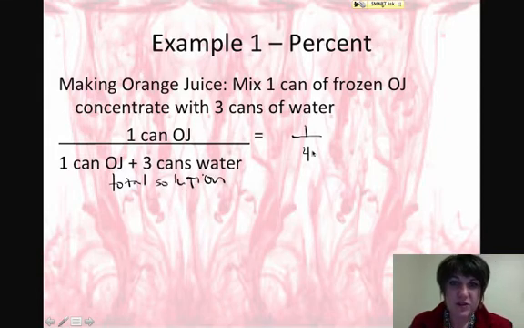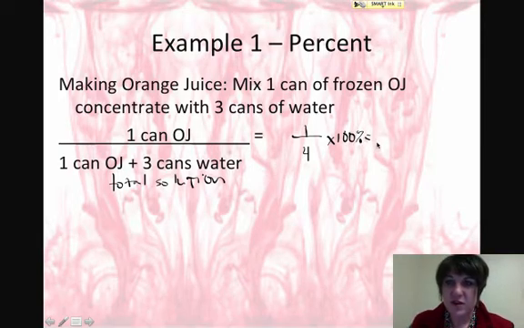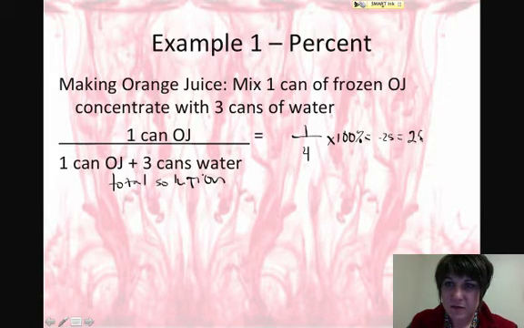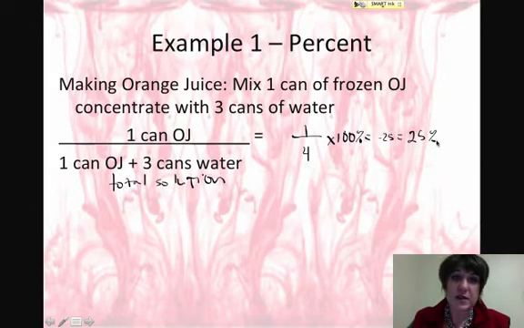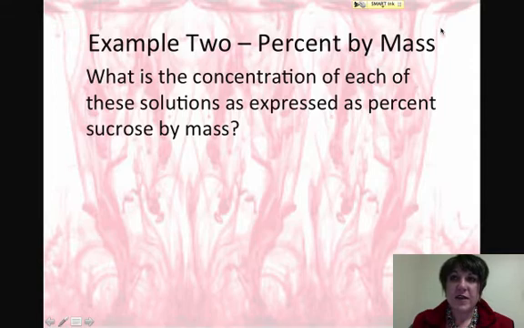So I take the part that I'm interested in and divide by the whole amount, and then I turn that decimal to a percent by multiplying by 100 and putting a percent sign after it. So I would take 0.25 and turn it into a percent, which would be 25%. Seems easy, right? Well, it is. It's part divided by whole amount. That's it.